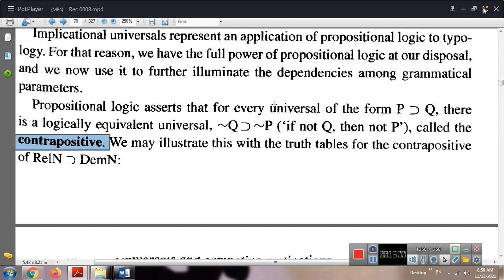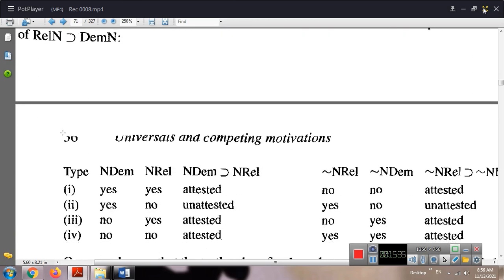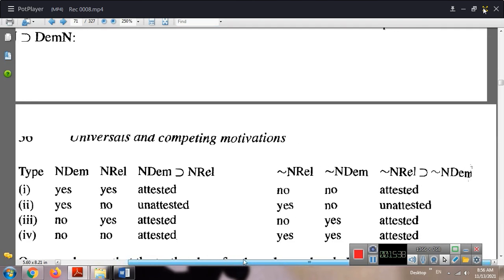Dear student, here you should know the meaning of contrapositive. What do we mean by contrapositive? There are logically equivalent universals: if not Q, then not P, called the contrapositive. Maybe I give you such a formula and ask which kind of proposition that is. You should know that it is the contrapositive. It is against the positive one.